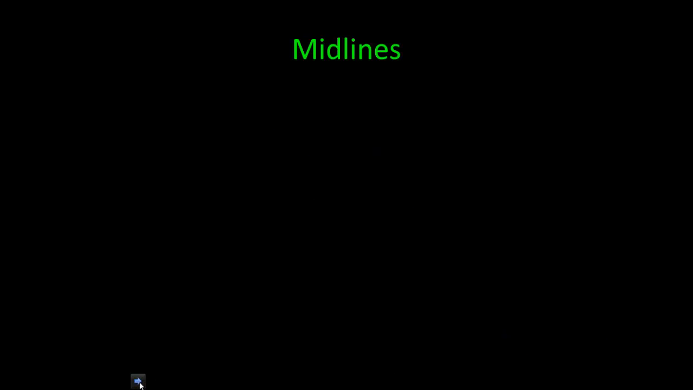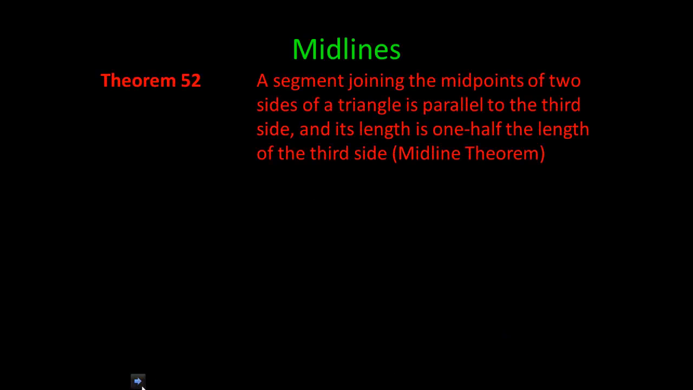All right, finally, midlines. Okay, goes along with Theorem 52. You haven't really talked about midlines before. So a midline is a segment that joins the midpoints of two sides of a triangle. Okay, Theorem 52 says that this midline is parallel to the third side, and its length is 1/2 the length of the third side. So how do we prove that?